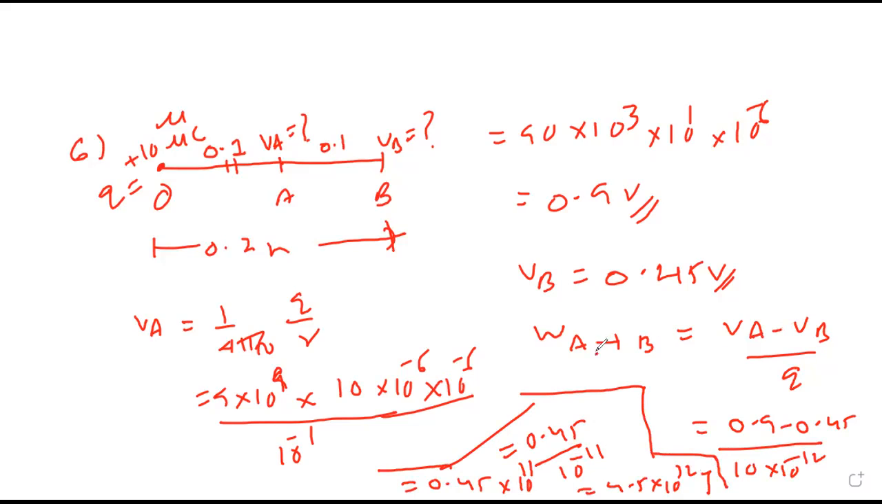See, had it been positive charge, then it will come VB minus VA. For negative charge moving from A to B it is VA minus VB. If positive, then VB minus VA. So you have to be careful. Yeah, sir.